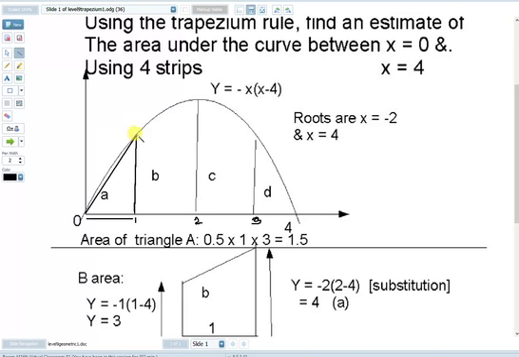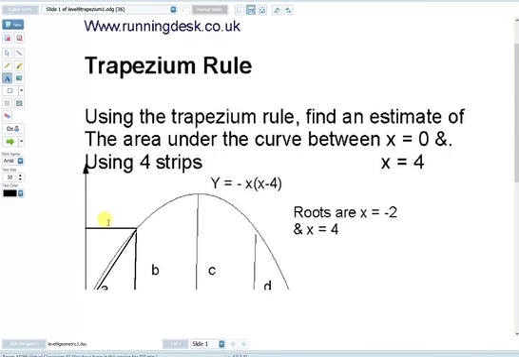We can do that by working out the y coordinate. All you do is substitute your x coordinate, which is 1, into this formula. So it becomes minus 1 times (1 minus 4), which equals 3. Minus 1 times minus 3 is 3. So this one here is 3 up. Let's write that there.